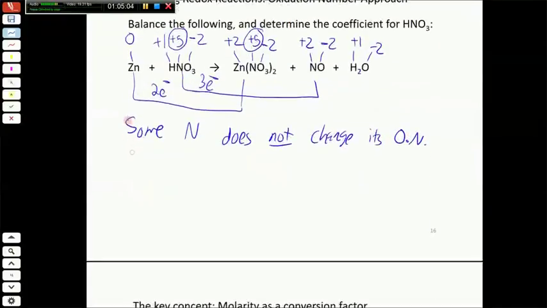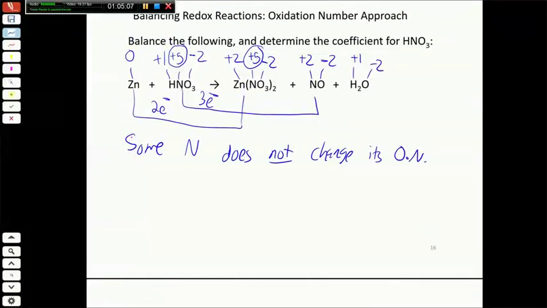And so whenever that's the case, the way that I like to do this is we're going to divide this HNO3 up into two portions. One of the portions we're going to balance using the oxidation number approach and the number of electrons that are lost or gained from it. The other portion we're going to balance at the end by inspection once we've balanced all the electrons.